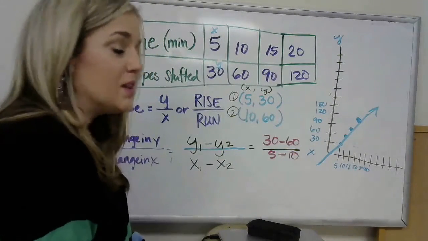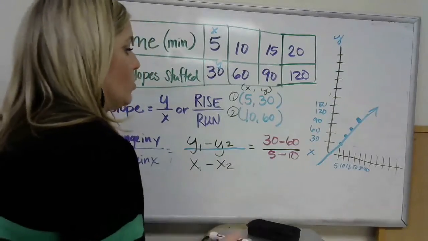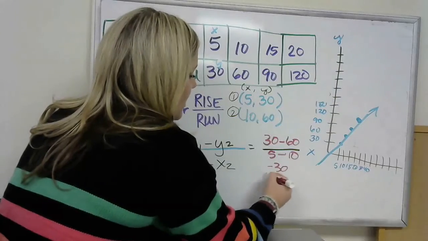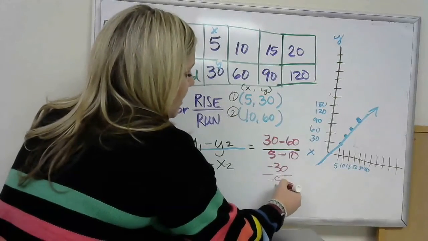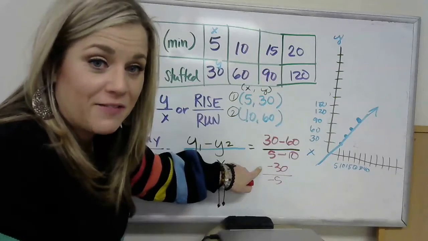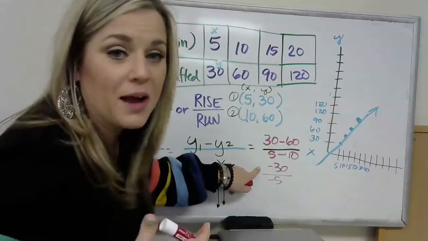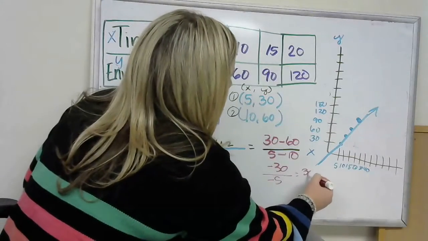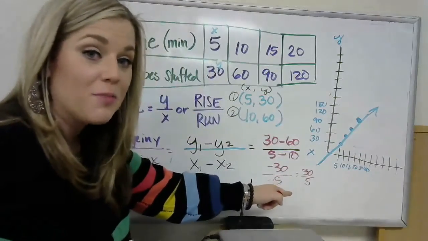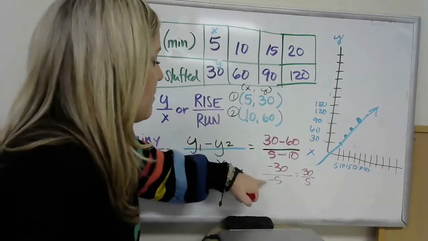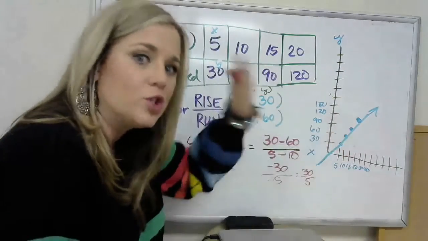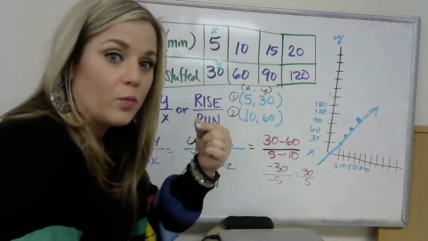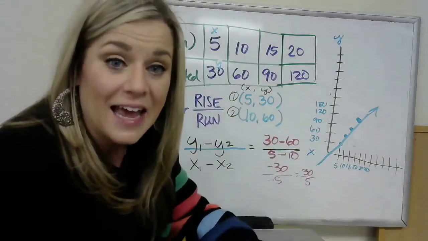Now I'm going to have negatives, but that's fine. So what is 30 minus 60? Negative 30. And then 5 minus 10 is negative 5. But we know because of integer rules that a negative divided by a negative is a positive. All right, so this is going to be 30 over 5. And we know that this can't be a negative slope because the line is going up. So I know I see negatives, but this line is going up. And that's when you realize, oh, a negative divided by a negative is a positive.